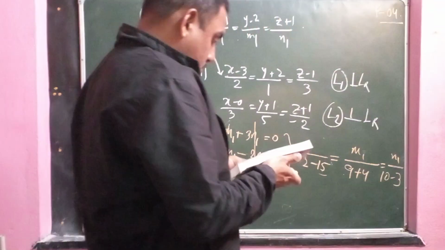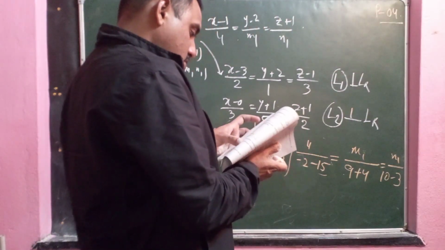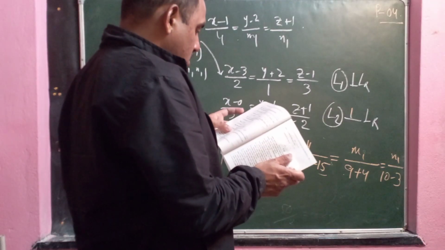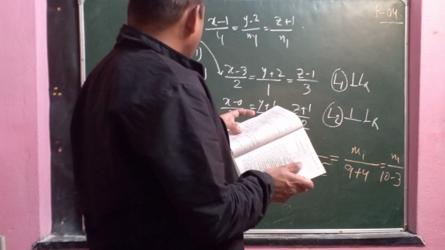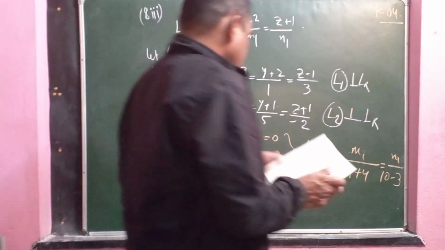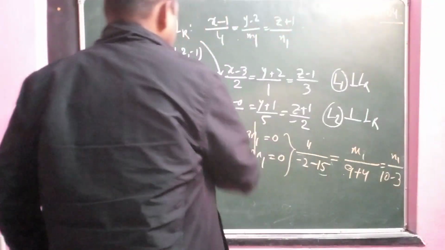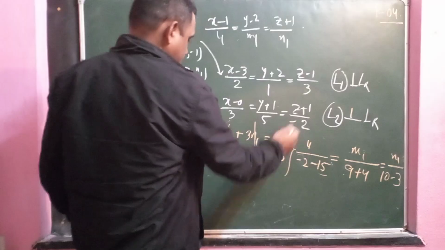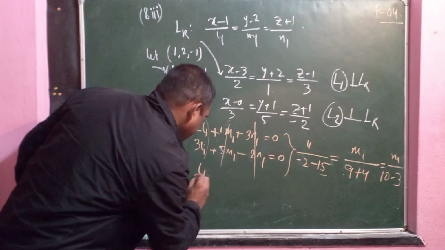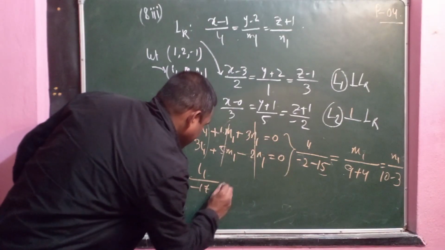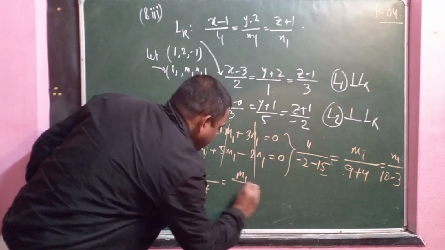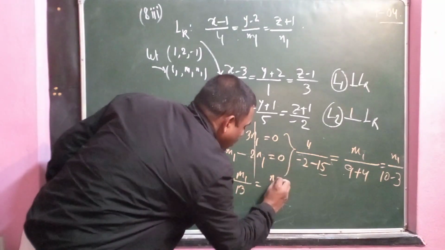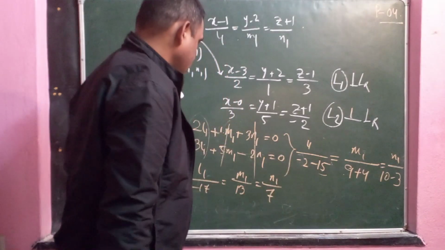Check the values again. Yes, 2 1 3 3 5 minus 2. Okay. So L1 divided by minus 17, M1 divided by 13, N1 divided by 7.